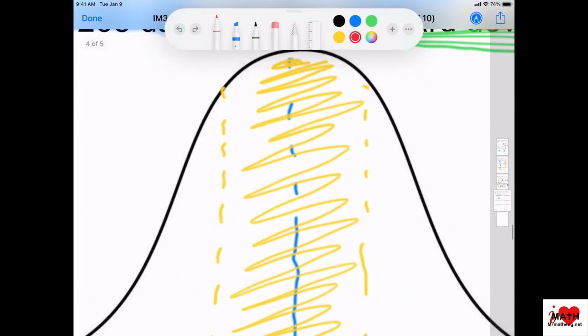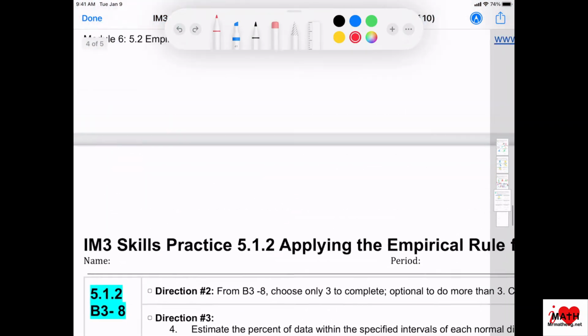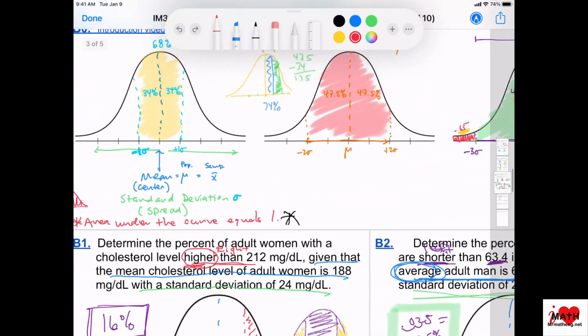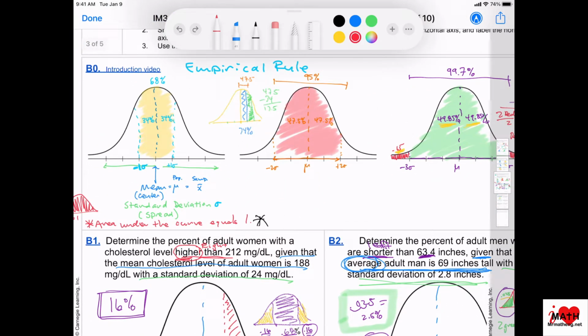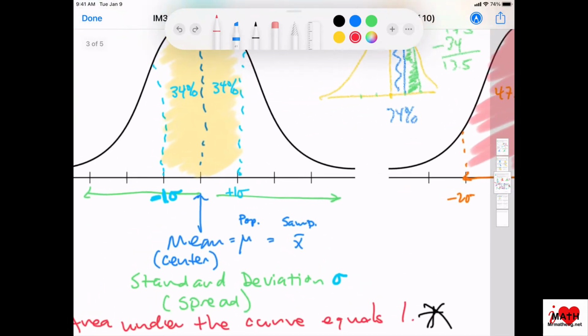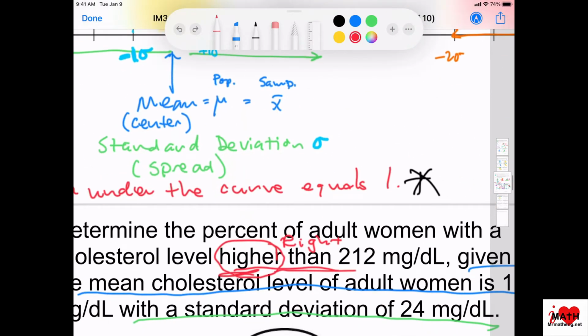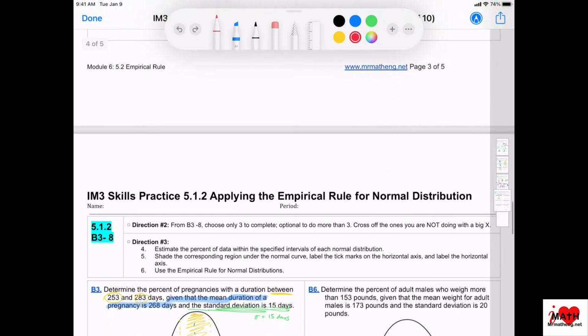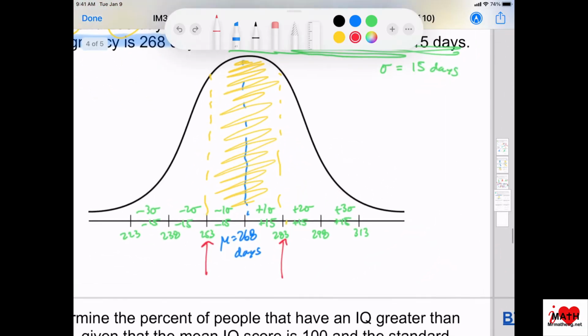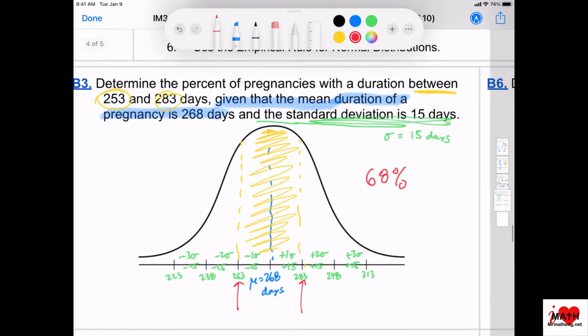And remember our problem here in yellow, which is the shaded region from this one? Is it the far left, middle, or the right one? Well, only the far left one here has 1 standard deviation, so that would be 68%. And I'm just asked to find that yellow region, so the answer is 68%. What percent of pregnancies with a duration between 253 and 283 days? That is 68%.